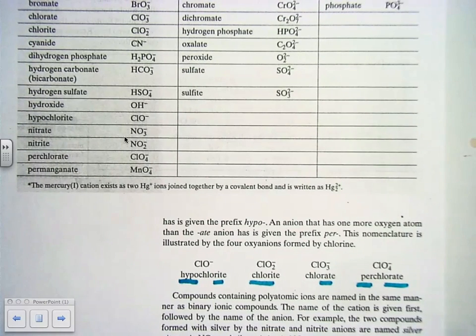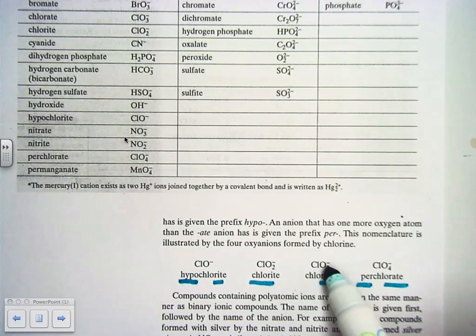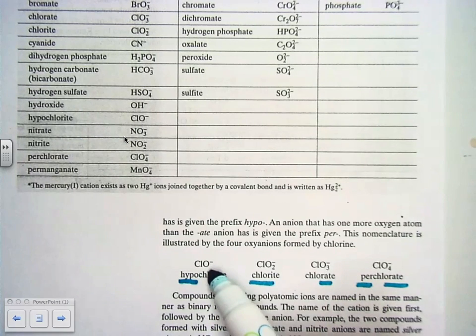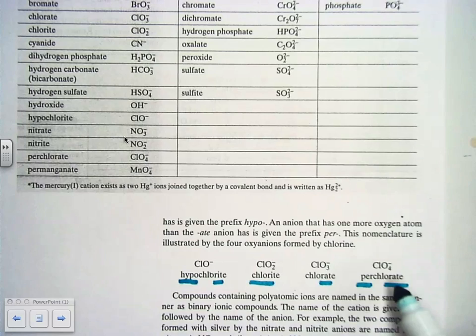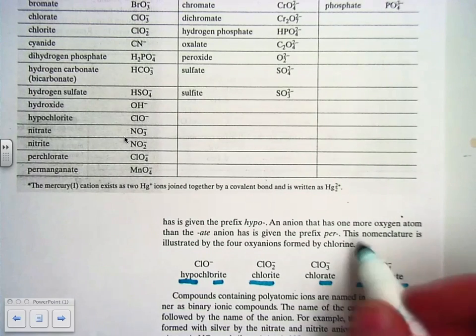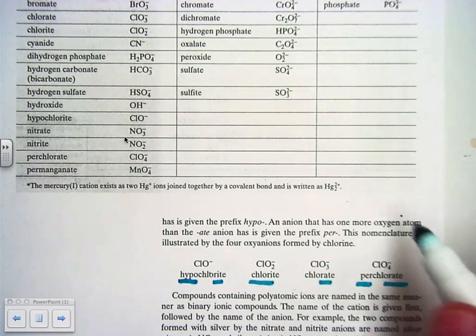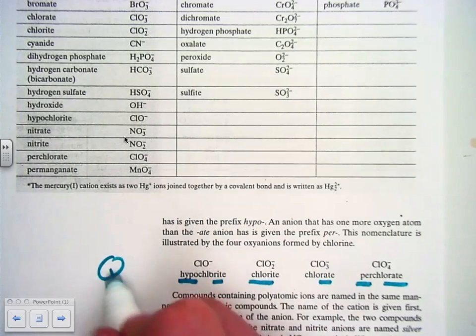So basically, chlorate is the reference. It has 3, chlorite has 2, hypochlorite has 1 oxygen, and perchlorate has 4. Know 'em all. I want you to know these as well. Quiz.